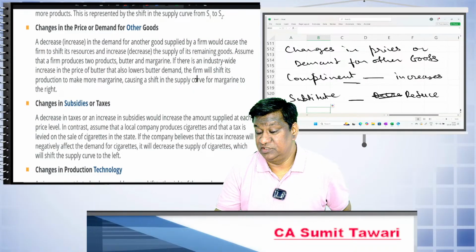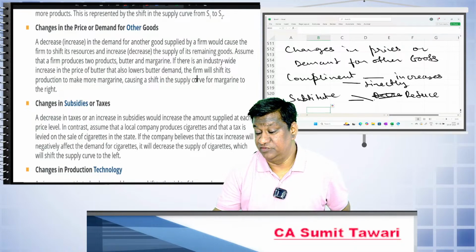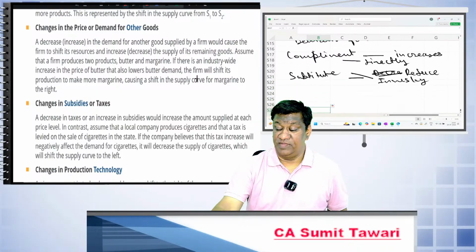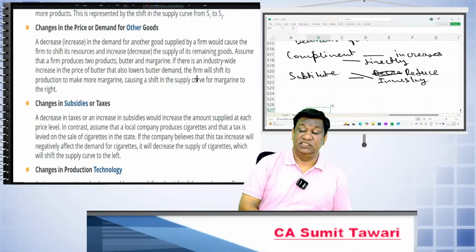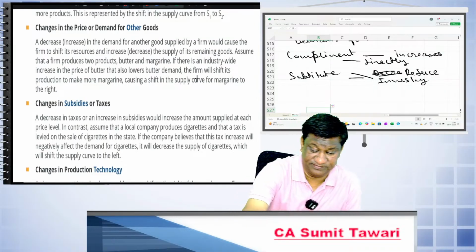So it is directly proportionate, and this is inverse. When the demand for the complement product increases, the supply of the complement product also increases. If the demand for the substitute product increases, the supply of the substitute product gets decreased.